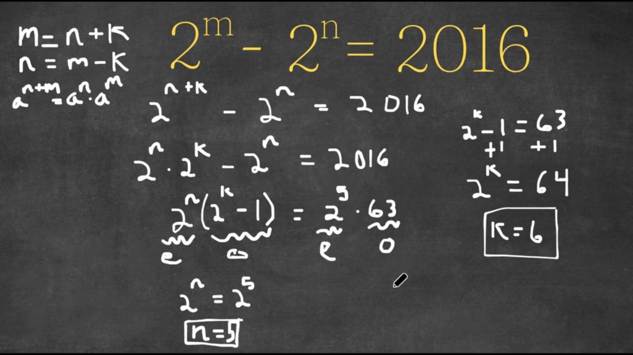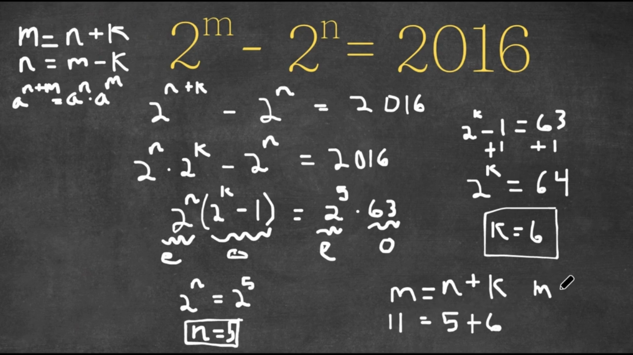So we know that m is equal to n plus k. We already have the values for n and k. n is 5 and k is 6, meaning m is equal to 5 plus 6, which is 11. So m is 11. So now we have our values for n and m.